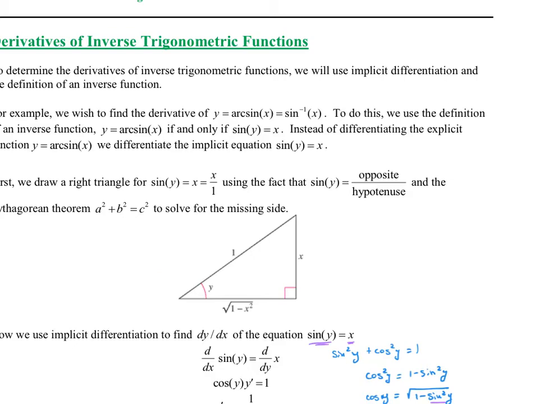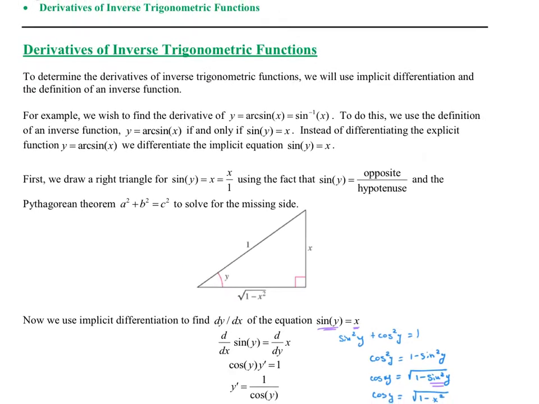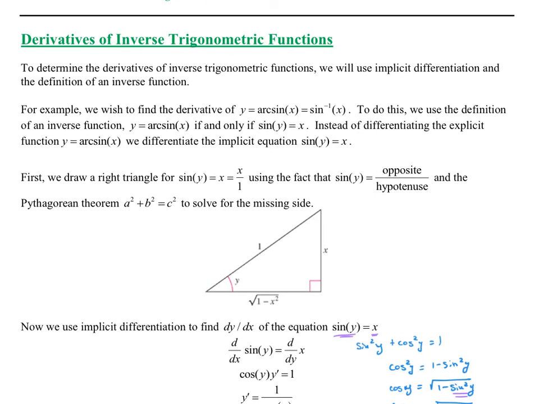Okay? So if we have sine of y equals x, remember y here is an angle and x here is a ratio. So really you have sine of y equals x, which is x over 1.